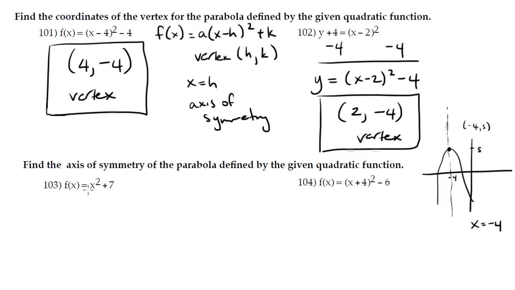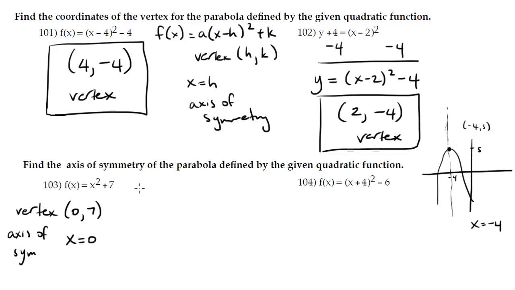And I can say, okay, this is x squared plus 7. So the vertex of this parabola is, this is like x minus 0, that's 0, positive 7. So the axis of symmetry is x equals 0. That's one way to get it.